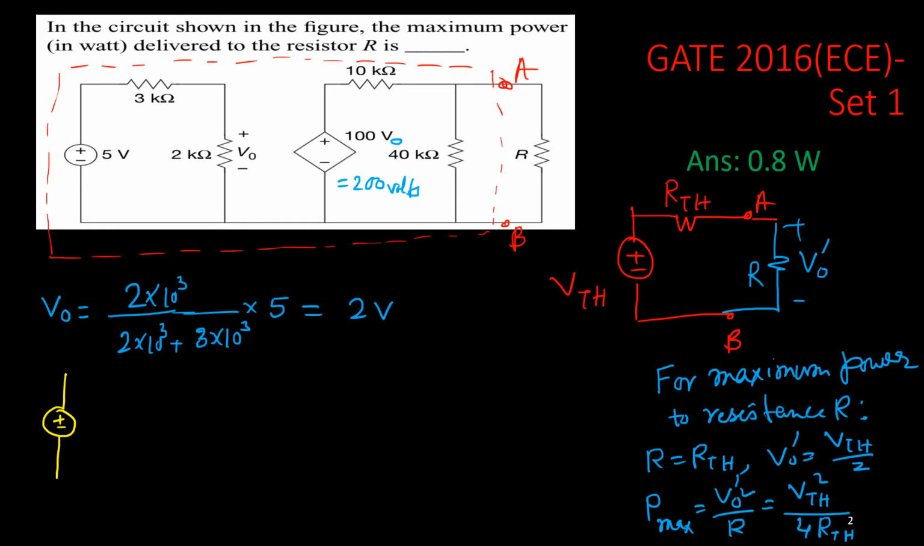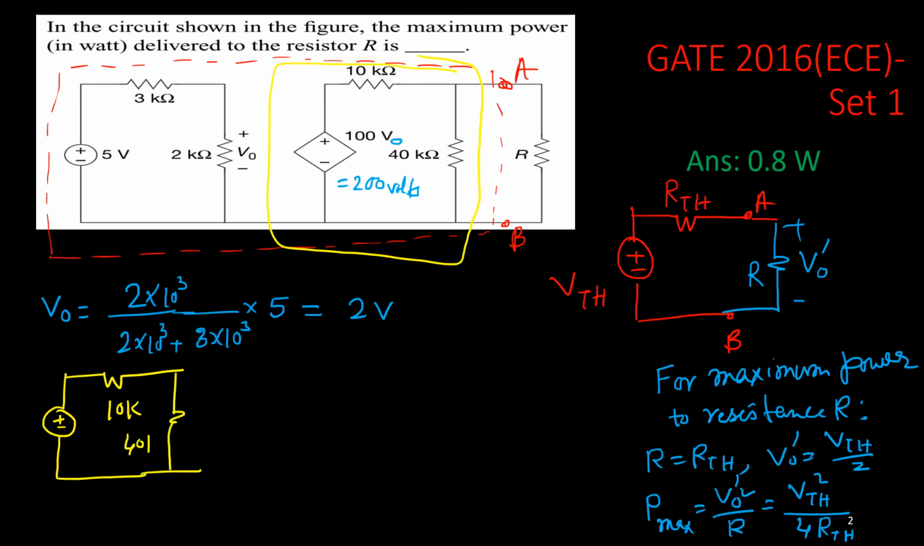So I am considering this subnetwork now. And the resistance is this 10K and this is your 40K. So this is your VTH. So we have discussed this type of circuits, very simple circuit network, several times. So it's VTH and RTH we can simply calculate. We can calculate easily. So what is VTH?